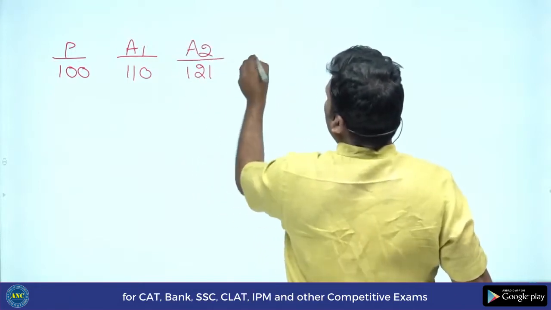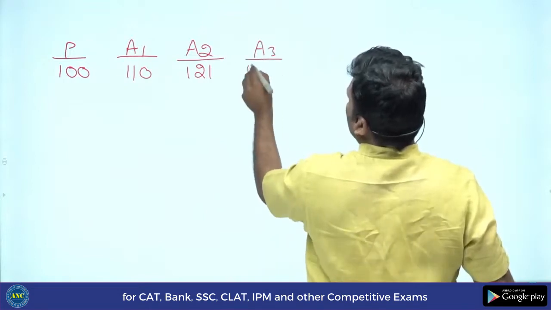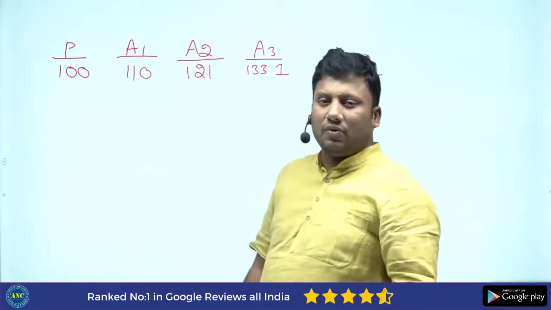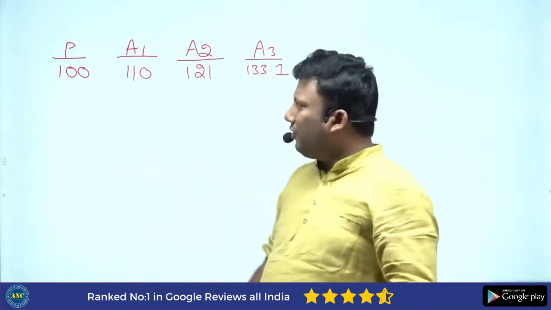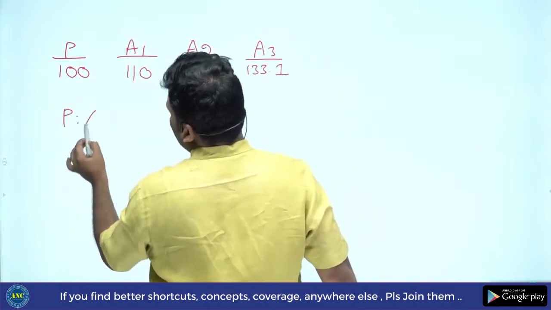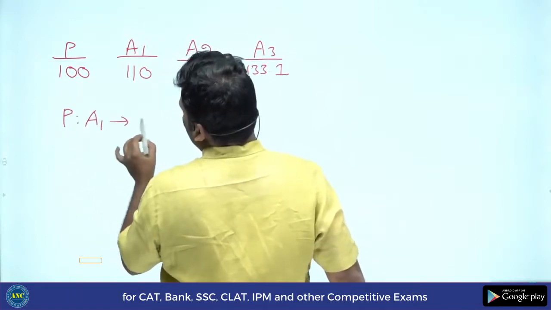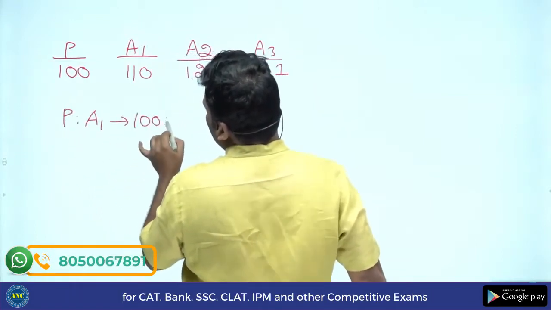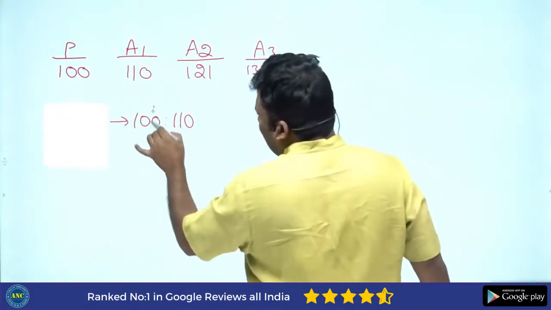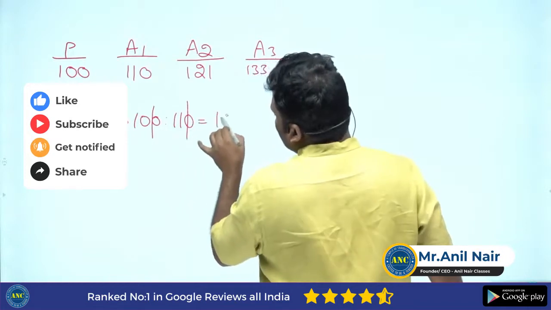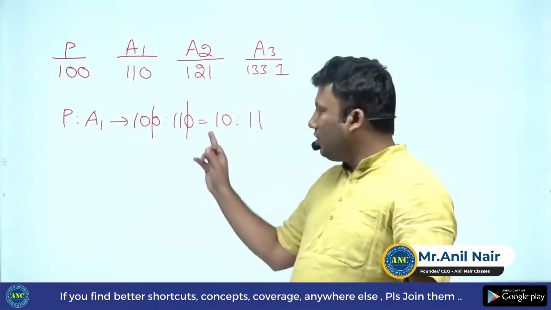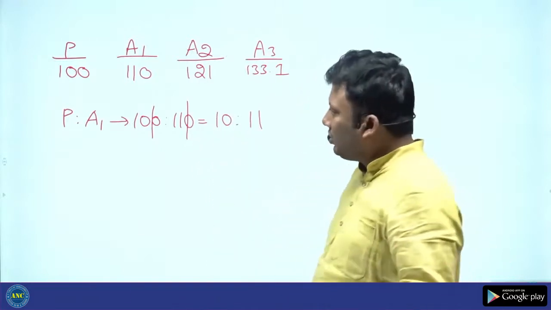121. Amount after third year, it is 133.1. Now, listen very carefully, sir. Suppose I take the ratio of P to A1. P to A1 ratio is 100 to 110, so this is in the ratio 10 to 11. P to A1, successive terms ratio, it is in the ratio 10 to 11.